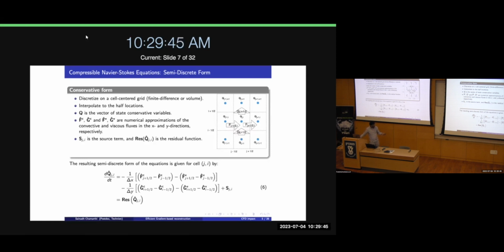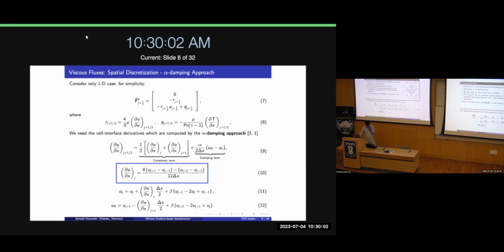So dq by dt is 1 by delta x times FCj plus half minus FCj minus half, j plus half, which is here, and the j minus half here. In the same way for the viscous fluxes. That's the way we discretize our equations.